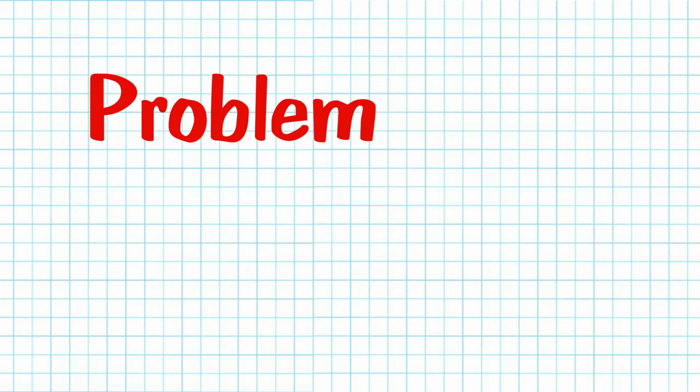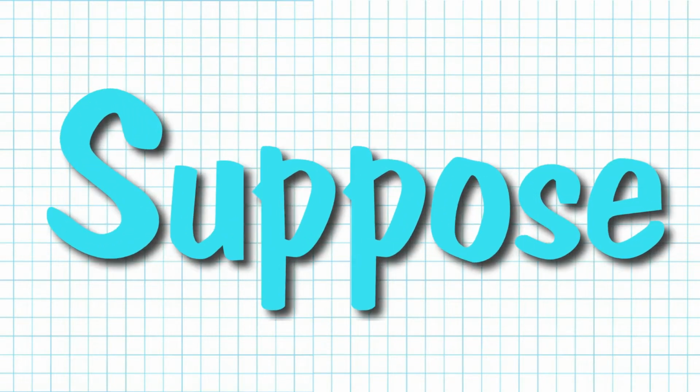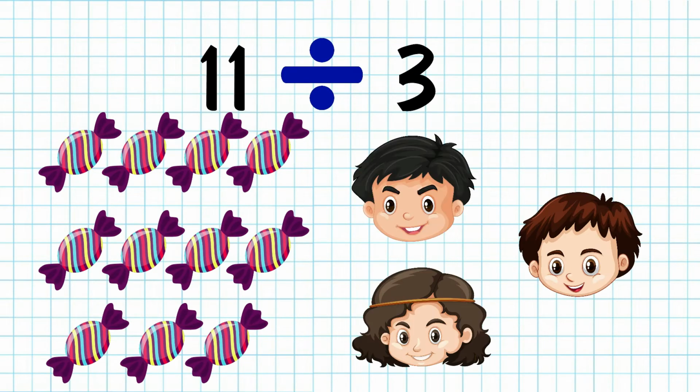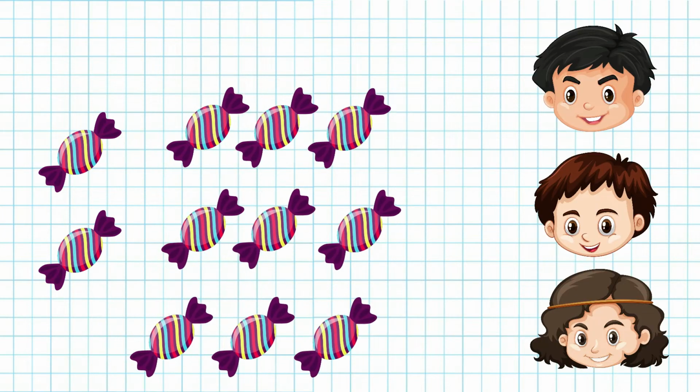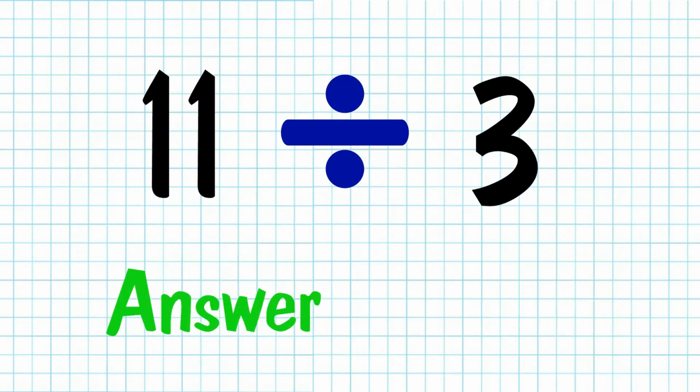Let us suppose we have a problem 11 divided by 3, which means we need to divide 11 into 3 equal parts. To make it simple, let us suppose we had 11 candies and need to distribute them among 3 kids. You will start giving them one candy each time until you are left with no more candies, or the candies are left in such a quantity where they cannot be further divided. The answer to 11 divided by 3 is 3.